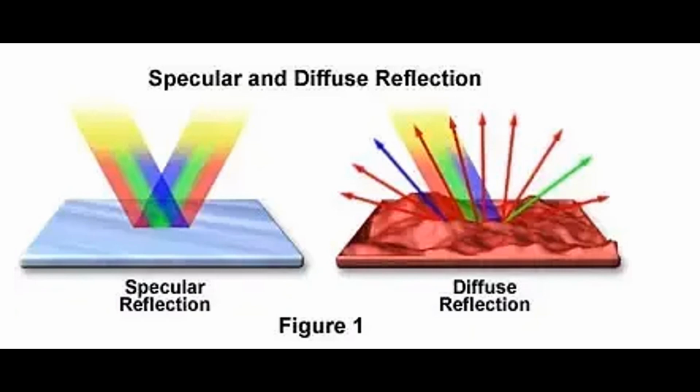This is specular reflection. On a rough surface, however, all of the light is not reflected back because some of it is absorbed by the rough surface itself. This results in a diffused reflection.